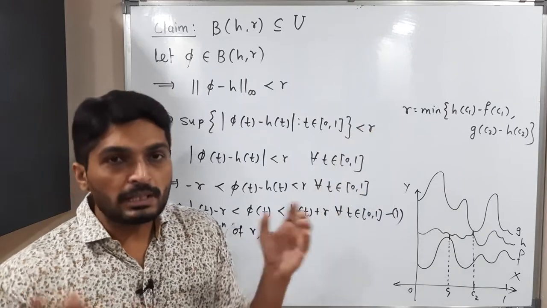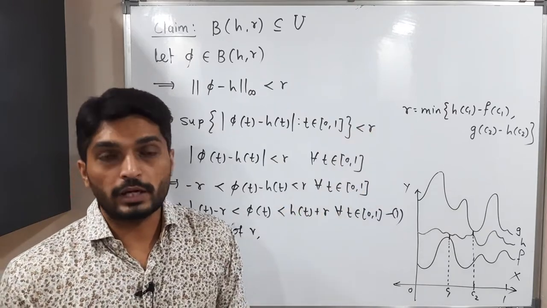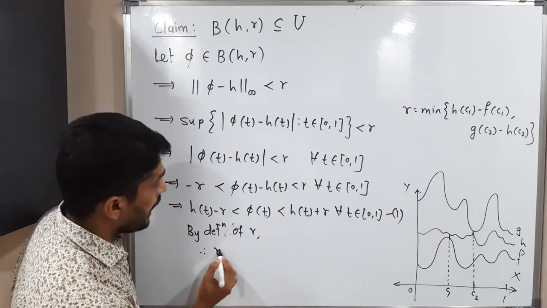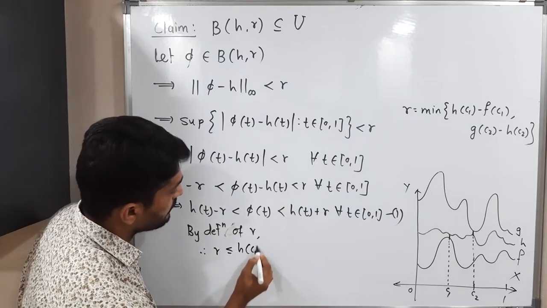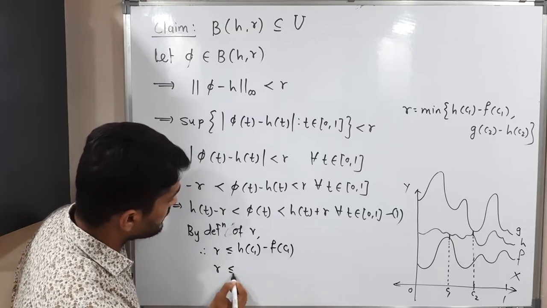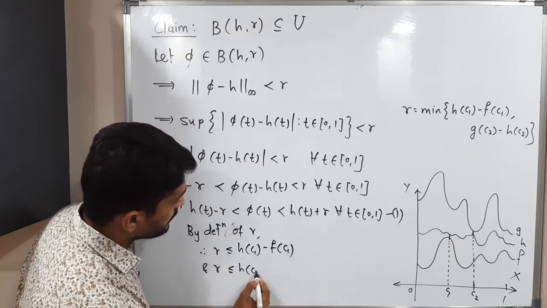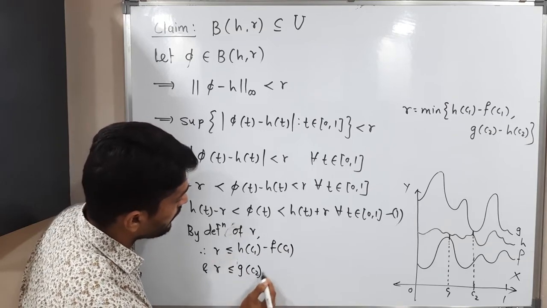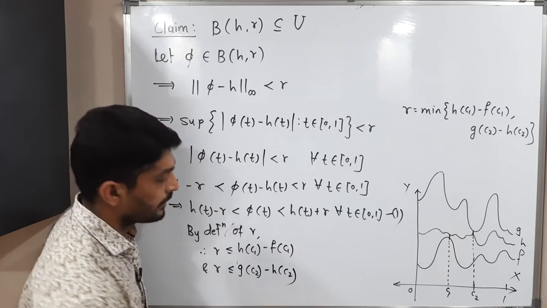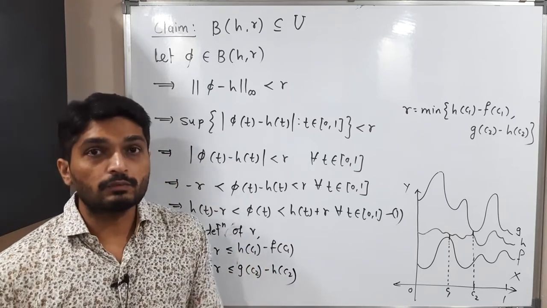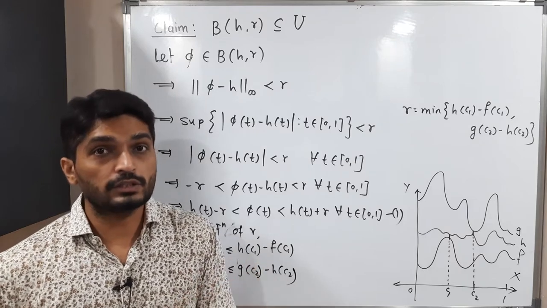See, r is a minimum of both of these values. So that means r is less than or equal to each of them. Therefore r is less than or equal to h of c1 minus f of c1, and r is less than or equal to g of c2 minus h of c2. But h of c1 minus f of c1 was the infimum of h of t minus f of t.